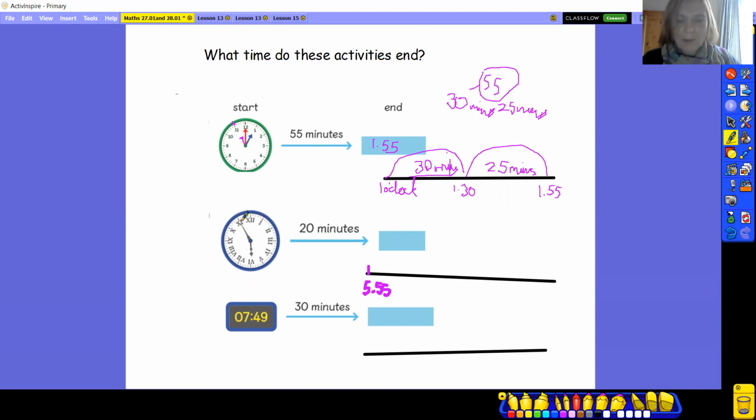If I count around there, it'll be 55 minutes. And to that, I need to add 20 minutes. So I've got my clock here. It's going to take me a while because I need to keep going around. You ready? I've gone past it now.